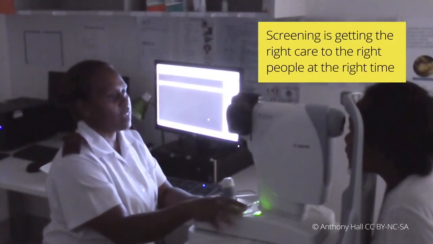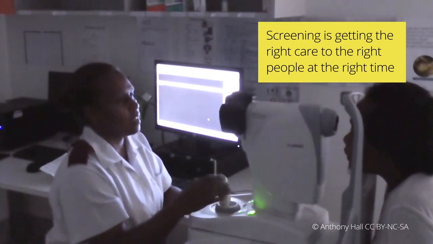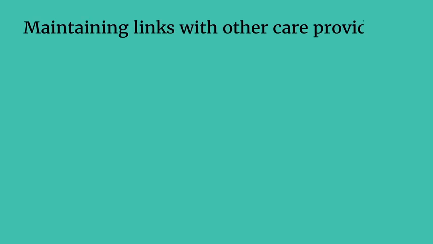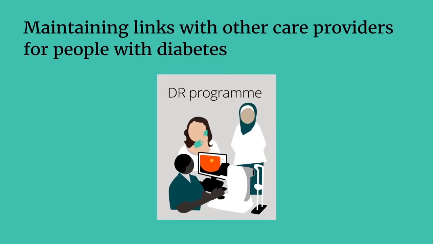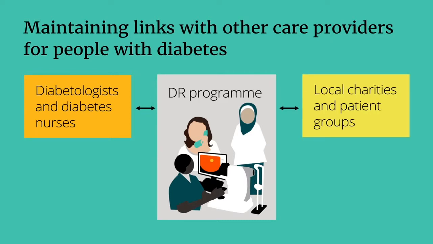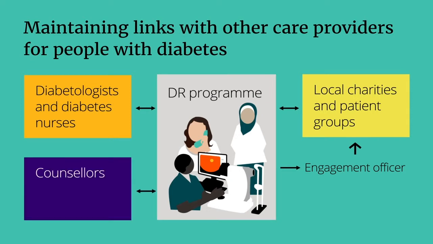Screening is getting the right care to the right people at the right time. Diabetic retinopathy screening should not just be about eyes. It's essential to maintain links with others involved in the care of people with diabetes, with diabetologists, diabetes specialist nurses and other such staff to provide health education and supportive management of diabetes, with local charities and patient groups to encourage people with diabetes to attend. Some screening programs have taken their clinics to places of worship, football grounds and locations closest to the population. To do this can require employing an engagement officer, and counsellors to support patients to deal with the outcome of screening.